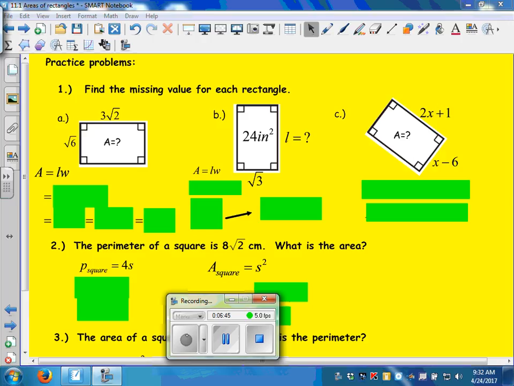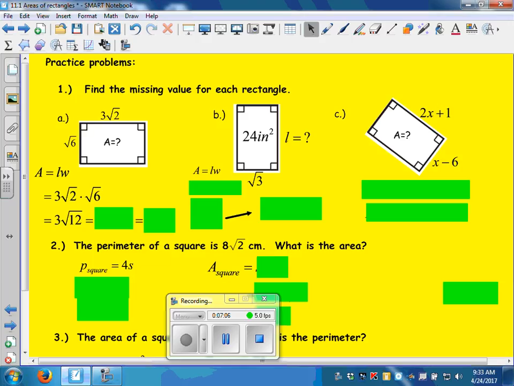All right, some calculations here. So turn your paper to the side. It says find the missing value for each rectangle, so this gives you an opportunity to do some radical practice. So please do number 1, A and B, please. Do both. So for 1A, area is length times width, and I multiply together 3 square root 2 times square root 6. And that's 3 square root 12, but you need to reduce that square root 12. That's going to be rewritten as 2 square root 3. Multiplying your integers together gives you 6 square root 3.